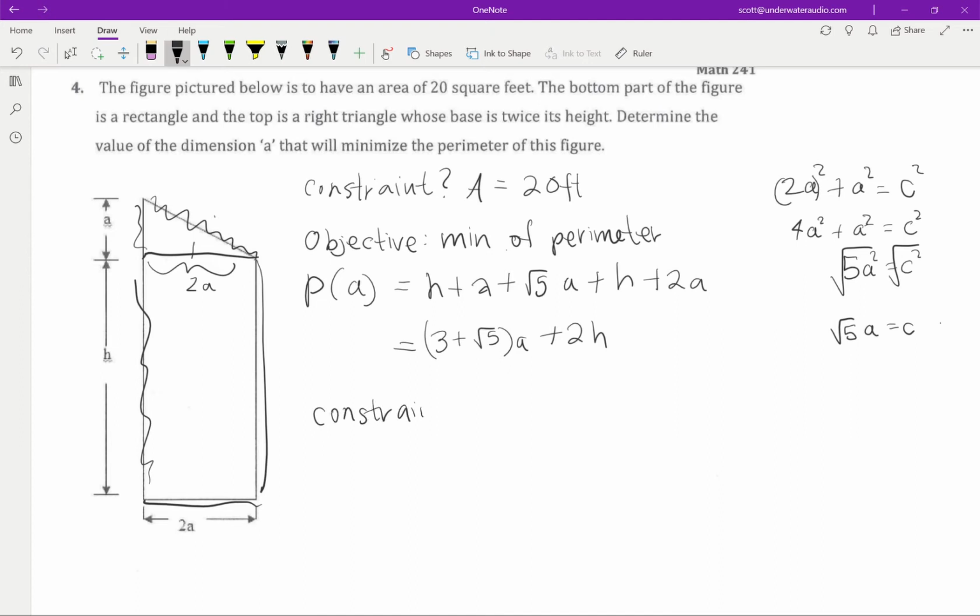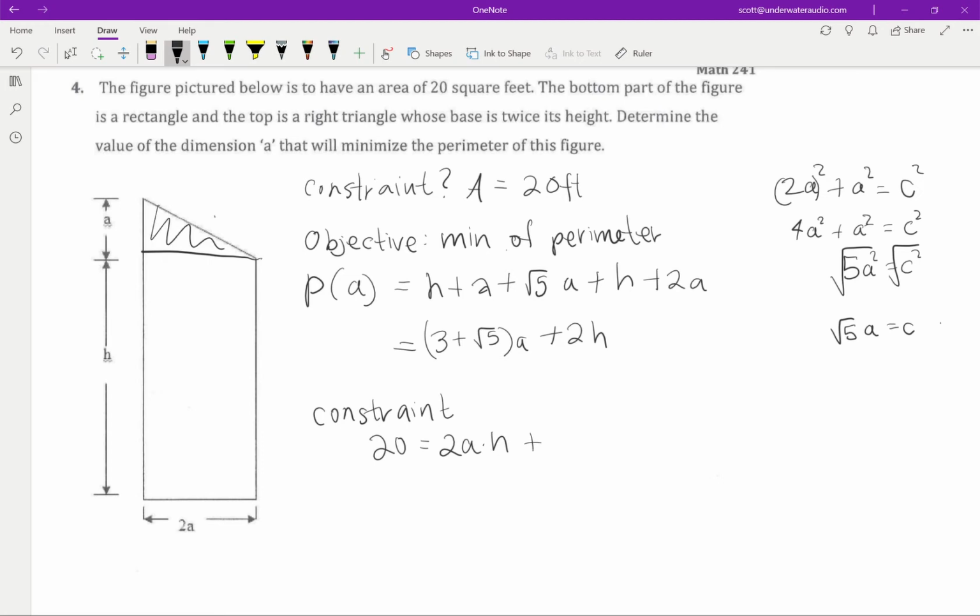So the constraint says that the area is 20 feet. So 20 is going to equal the area of the bottom and the area of the triangle. I'm actually going to erase that because that's starting to look a little crazy. But the area of the rectangle is actually pretty easy. That's just going to be 2a times h. And then the area of the triangle is actually not bad either. That's going to be 1/2 the base, which is 2a, times the height, which is a, or 20 equals 2ah plus a squared.